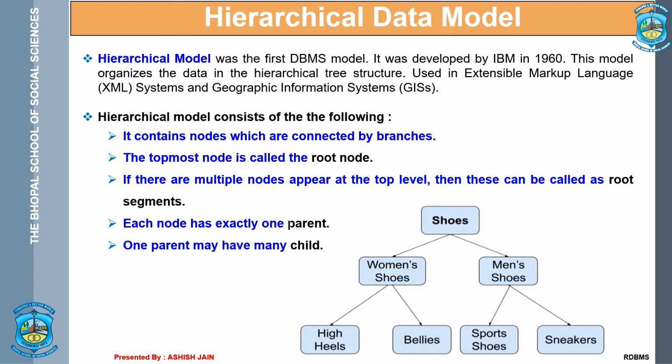Here we have a parent node or a root node. This root has children, and these children are further parents to these nodes, right? So this is a tree kind of a structure. If multiple nodes appear at the top level, then we call it a root segment. Each node has exactly one parent, because for this we have only one parent, for this we have only one parent, and for this we have only one parent. That means for each of the child nodes we only have one parent, but a parent can have more than one child.